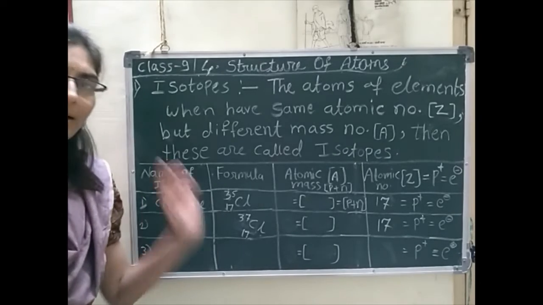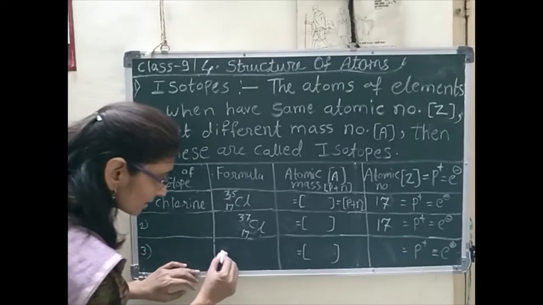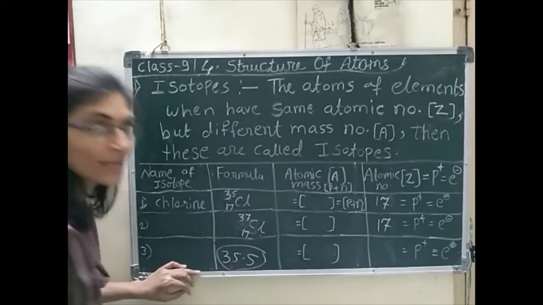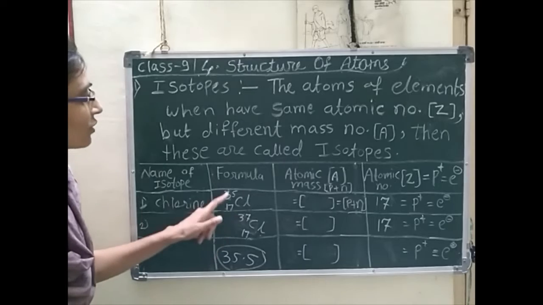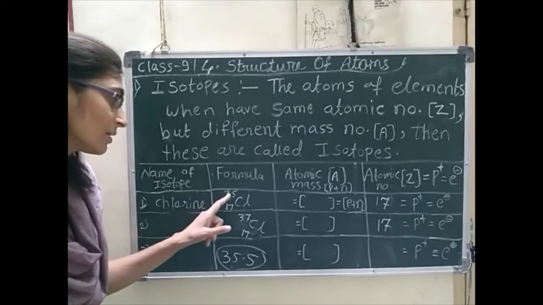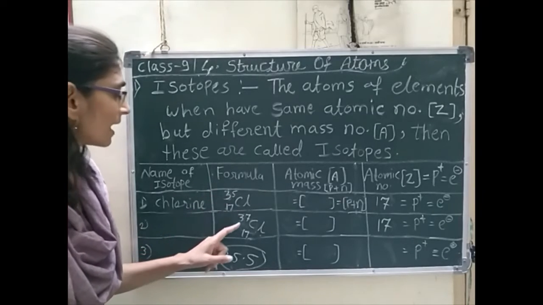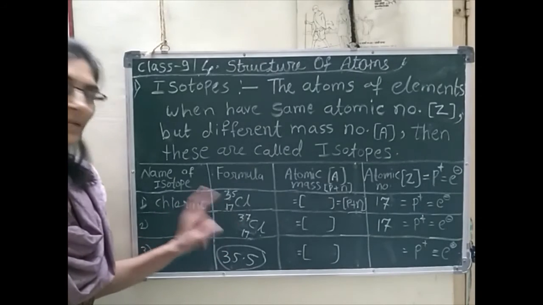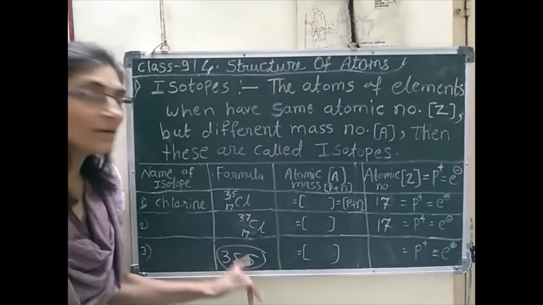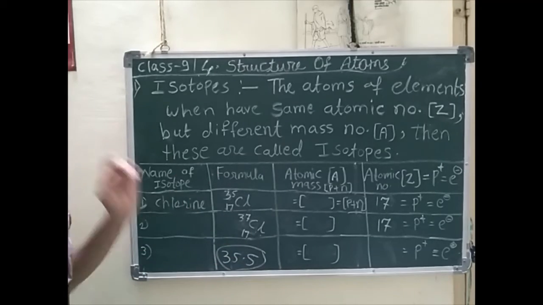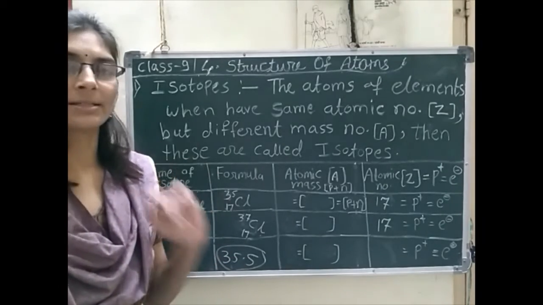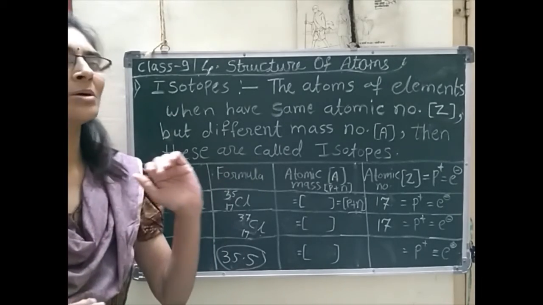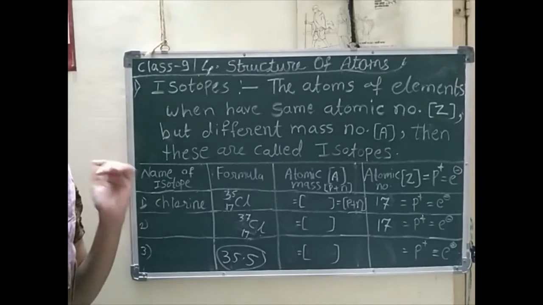So what is the average atomic mass of chlorine? We always consider 35.5, because it is the average atomic mass of this chlorine, of 35 atomic mass and 37 atomic mass. 35 और 37 का एवरेज कितना आता है? 35.5. And that atomic mass we always consider, because in chlorine gas both atoms are present everywhere.